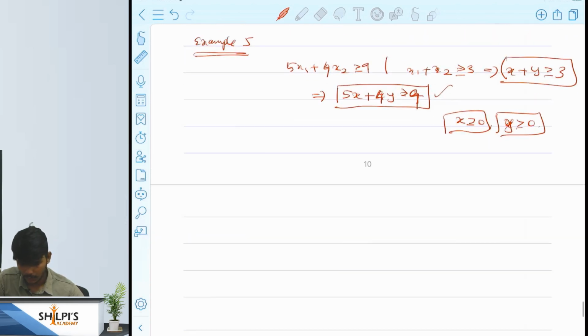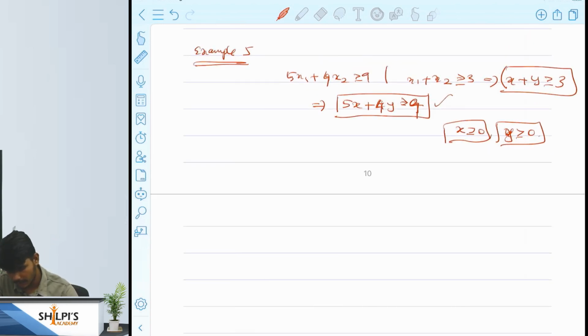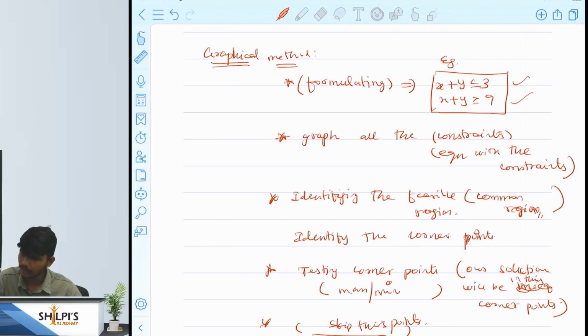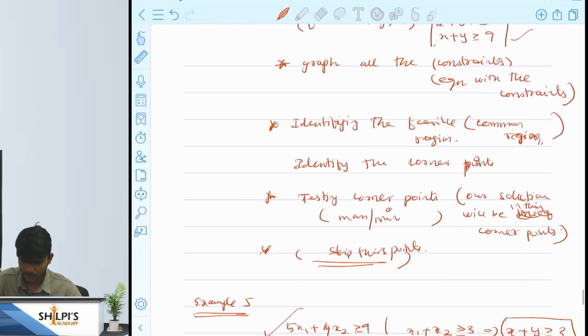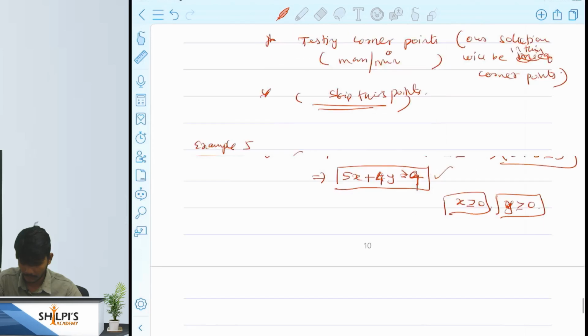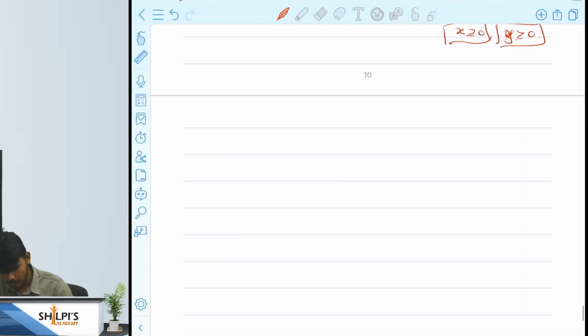And now, after finding the equations, what will be the next step after formulating? For this problem we are not doing formulating, since they have given all the inequalities. So for this question we will skip the first step. After that we have to graph all the inequalities. So what will we do?